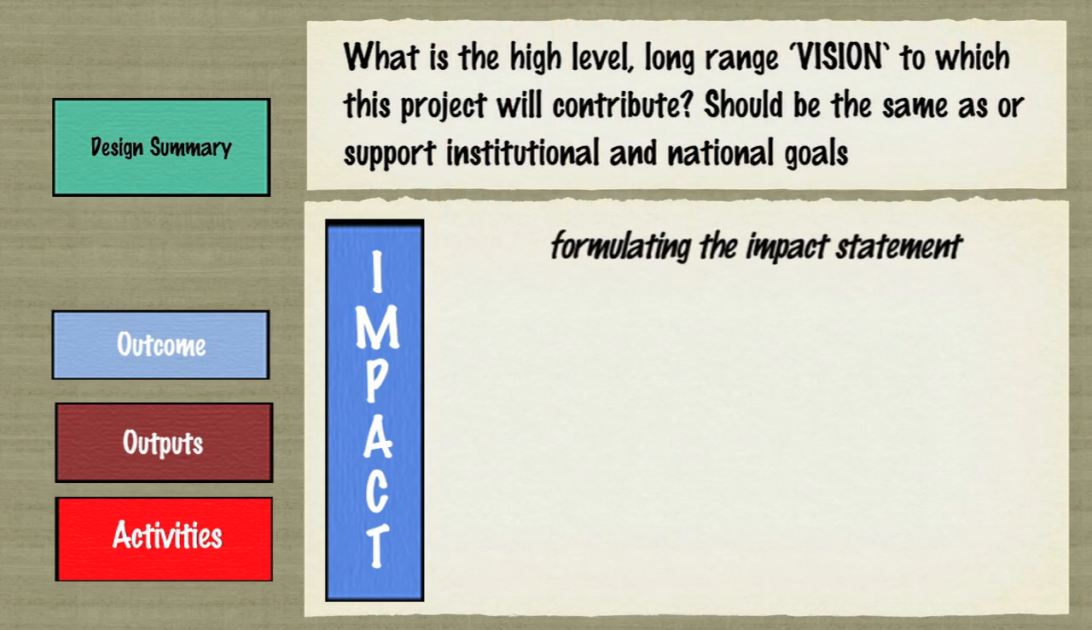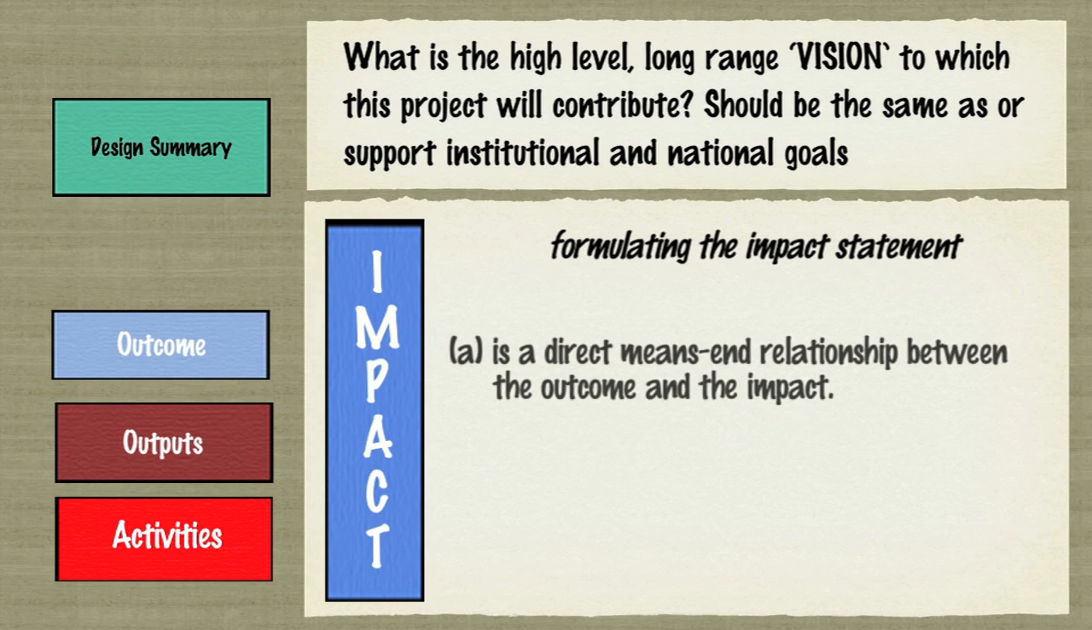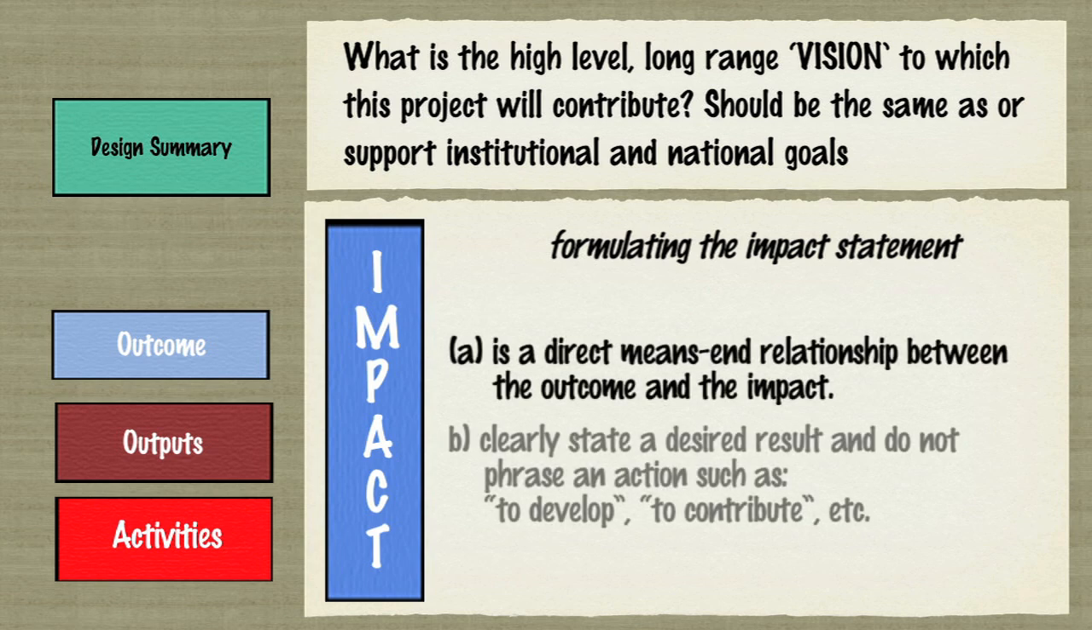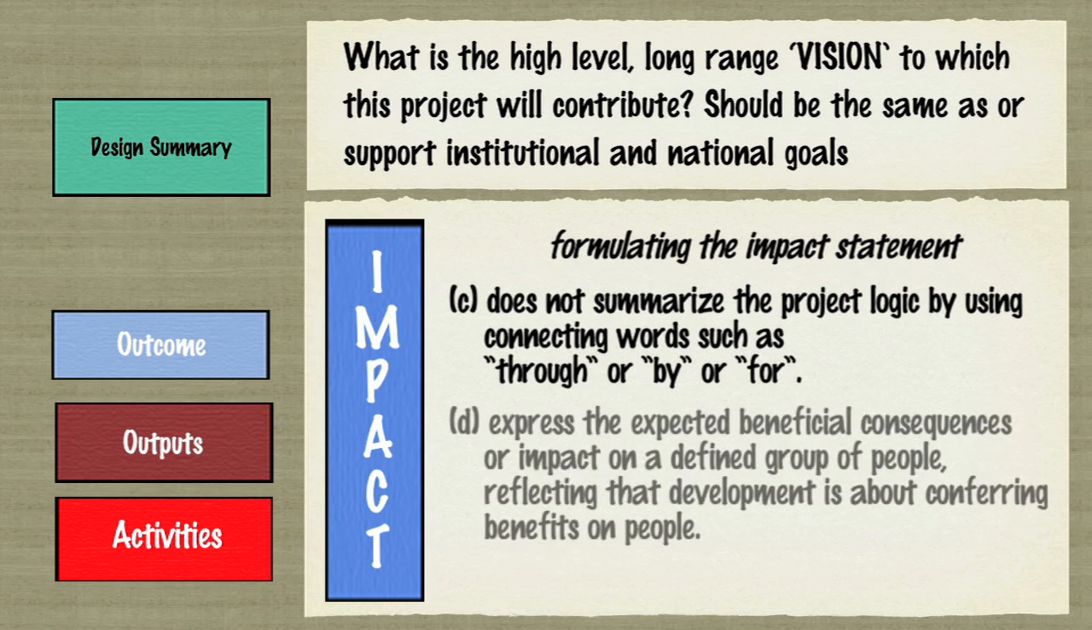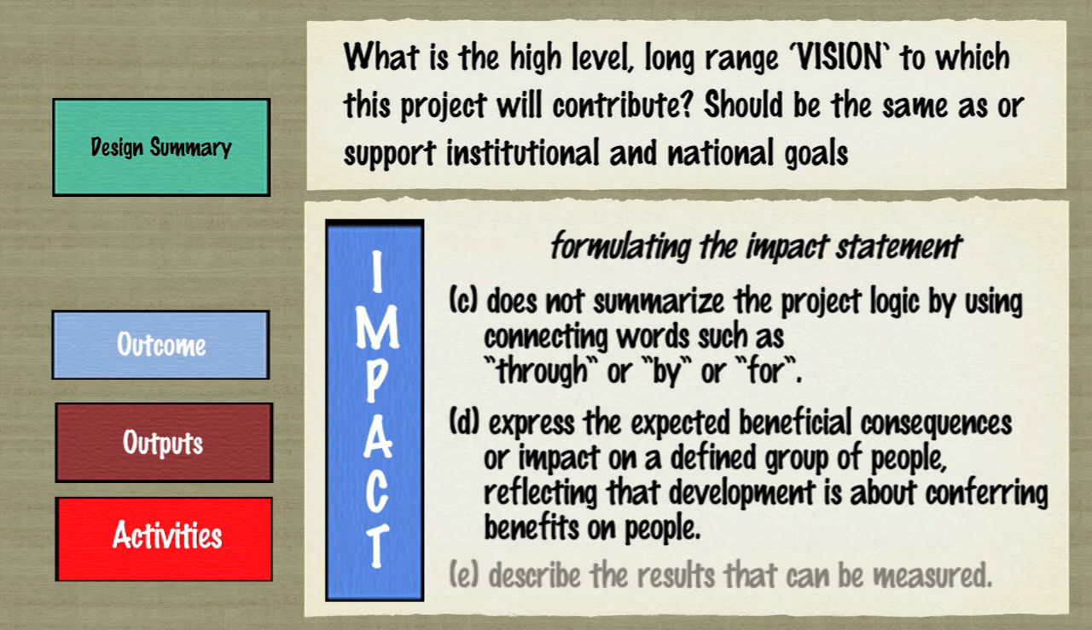In formulating the impact statement, ensure that it is a direct means-end relationship between the outcome and the impact. It clearly states a desired result and does not phrase an action such as to develop, to contribute, etc. It does not summarize the project logic by using connecting words such as through or by or for. It expresses the expected beneficial consequences or impact on a defined group of people, reflecting that development is about conferring benefits on people. It describes the results that can be measured.